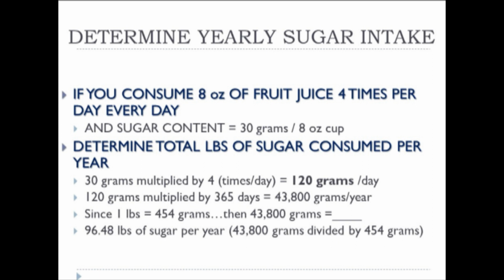And since they're consuming this amount every day, that's 365 days a year, then the person is consuming 43,800 grams of sugar per year. That's 120 times the number of days in a year, 365. Now, since 1 pound is equal to 454 grams, if you divide 43,800 grams by 454 grams, it will give you the number of pounds. That's 96.48 pounds of sugar per year, just from the consumption of 8-ounce fruit juice 4 times a day.